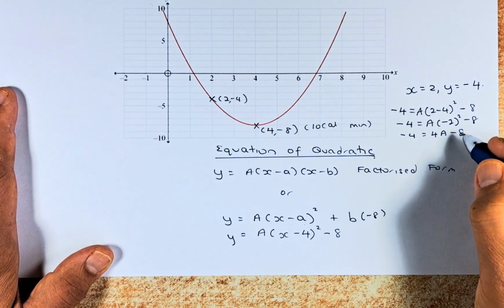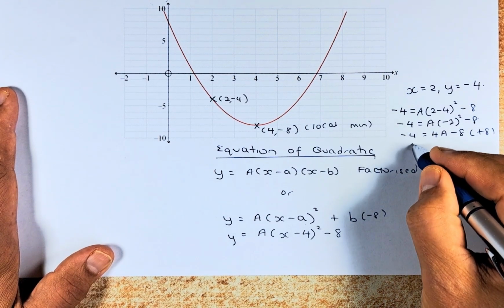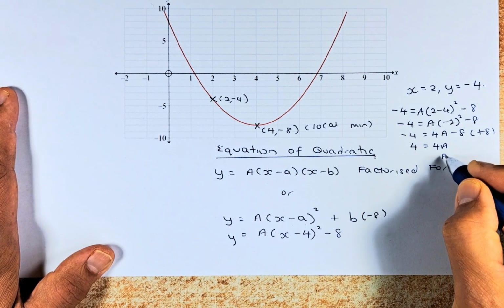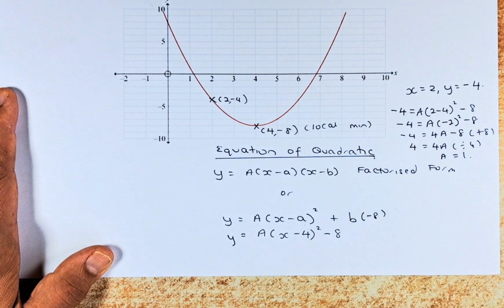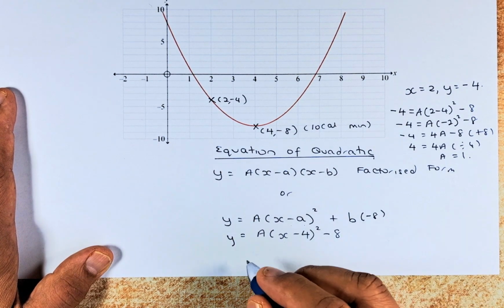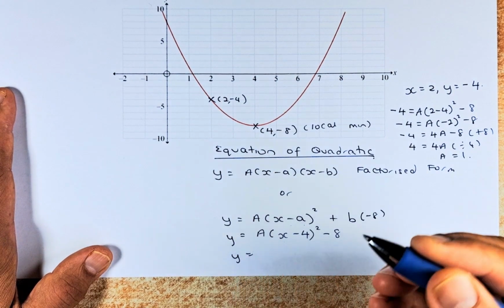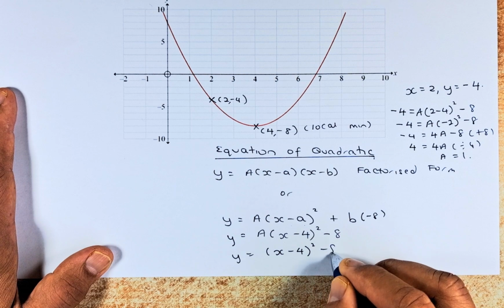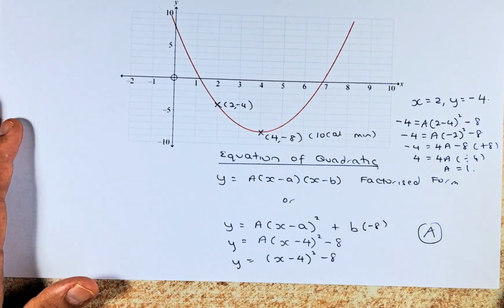Now the next step, we're going to add 8 on both sides of the equation. So minus 4 plus 8 is going to be 4 equals to 4a. And to get a, you divide by 4 on both sides. Okay, so a equals to 1. As I said before, most likely it's going to be 1. So the equation of this graph is going to be y equals to 1, we don't have to write the 1, x minus 4 squared minus 8. That is an achieve. Okay, great.